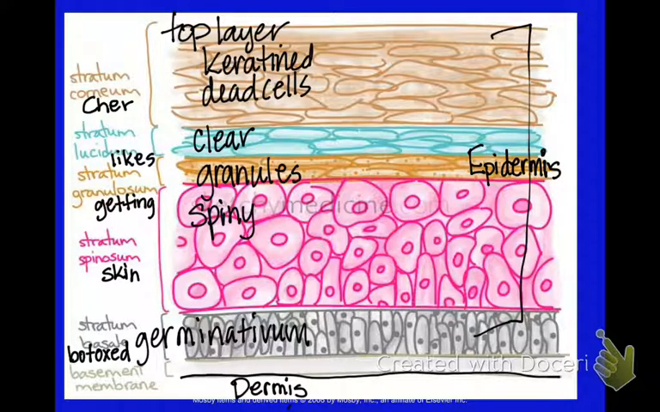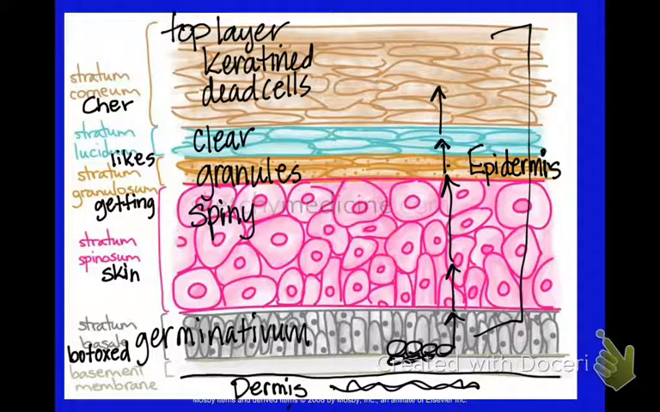So the base layer is your germinating layer. As this layer creates new cells through mitosis, these cells are pushed up and up and up until they get so far away from the blood vessels down here in the dermis that they die. They're filled with keratin. And they die and they eventually get sloughed off.